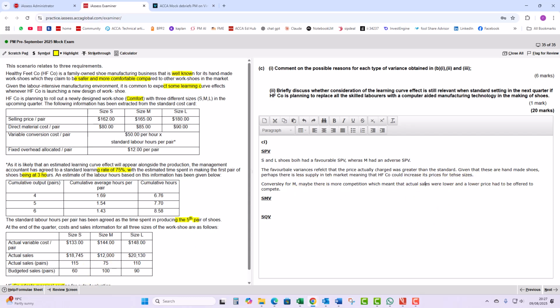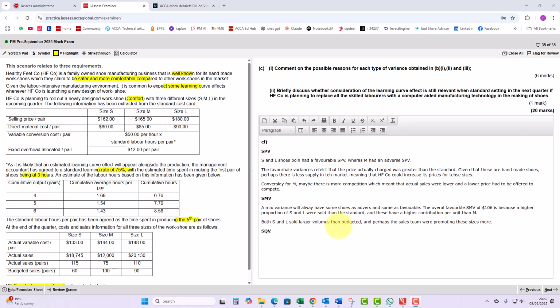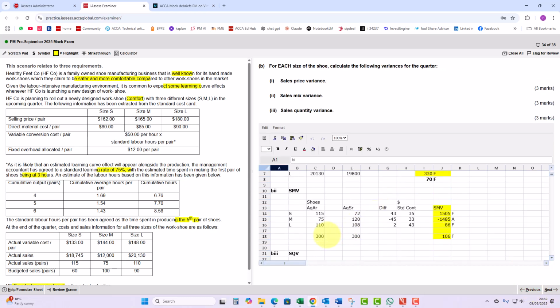Now we'll look at the sales mix variance. So once again, I've tried to offer some information to the marker to let them know that I understand what a sales mix variance is. A sales mix variance will always have some shoes as adverse and some as favourable. And that has to be the case because the total number sold in our comparison, if we go back to this, is always the same.